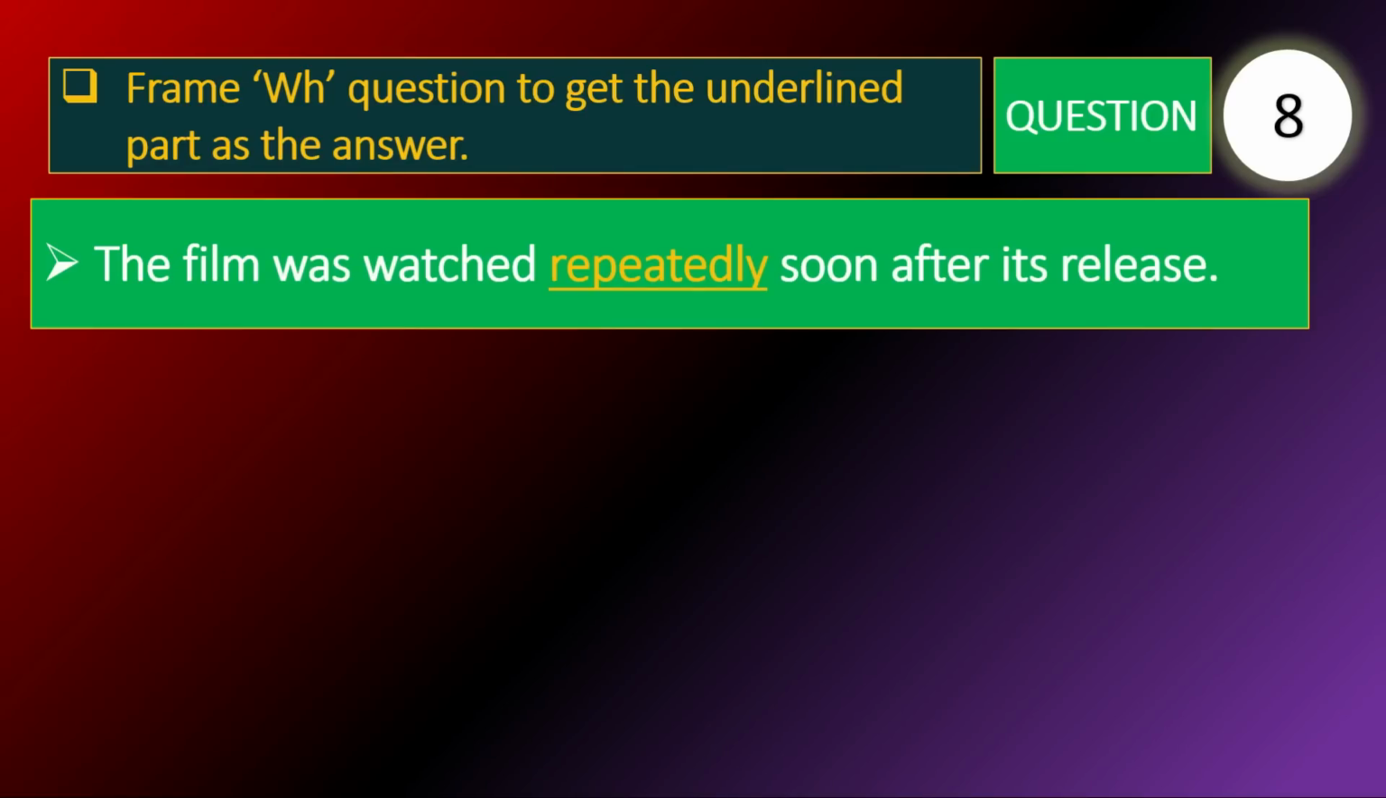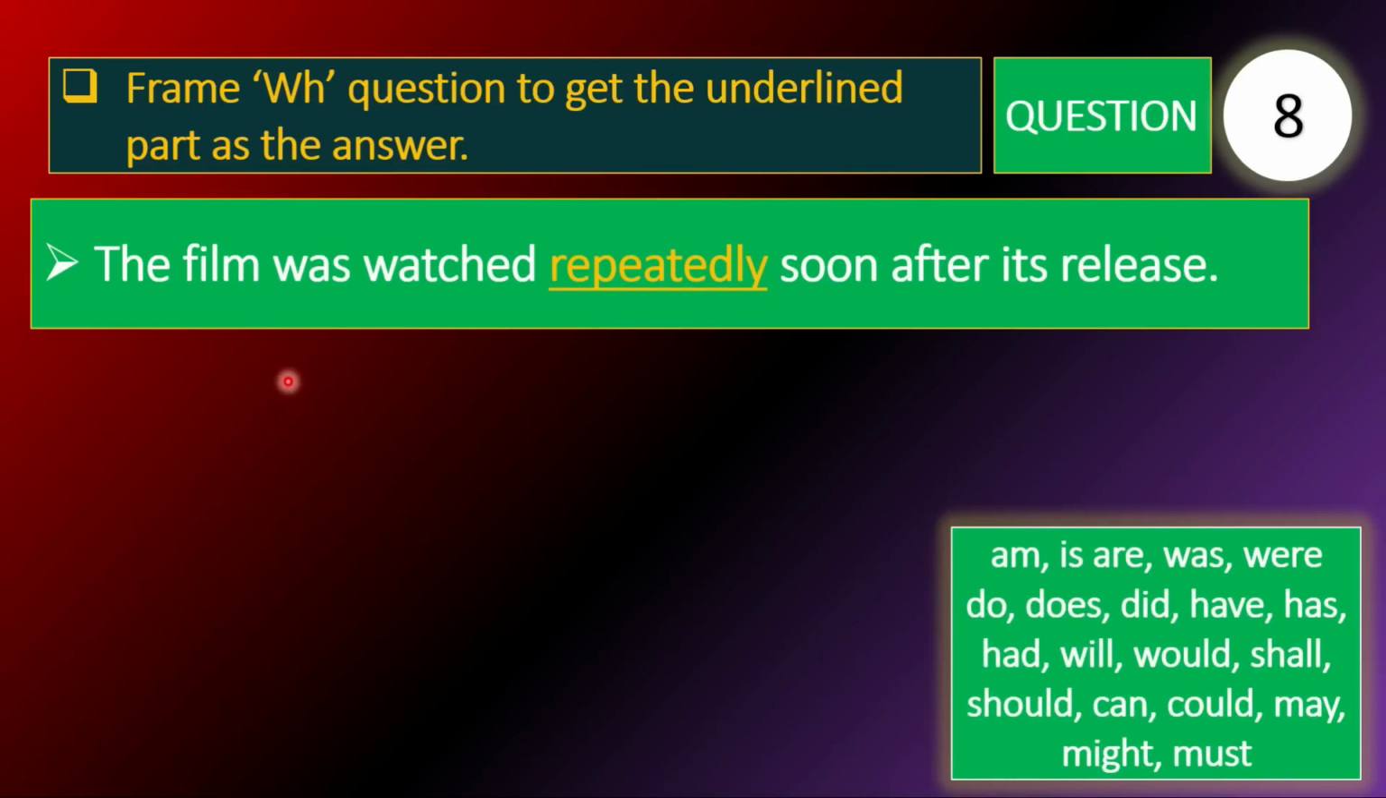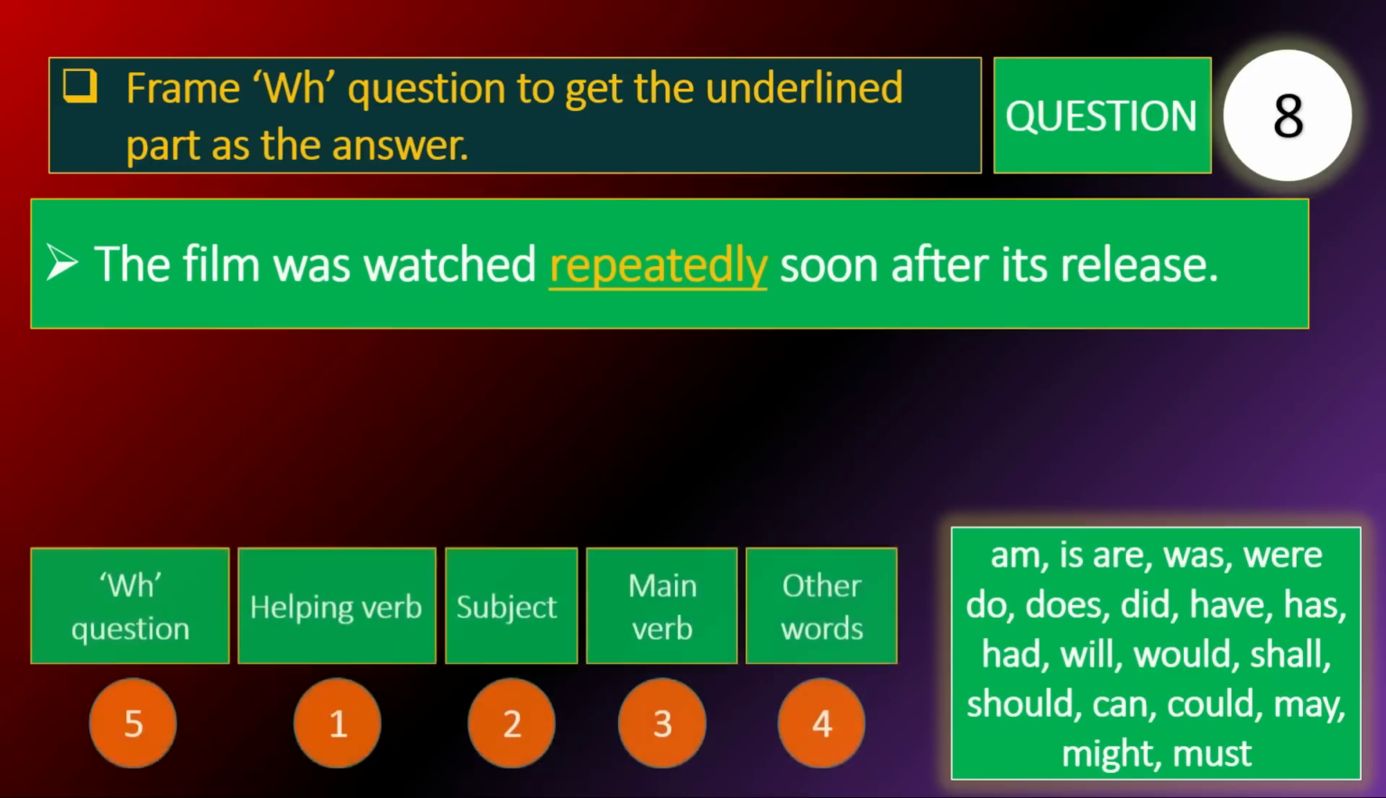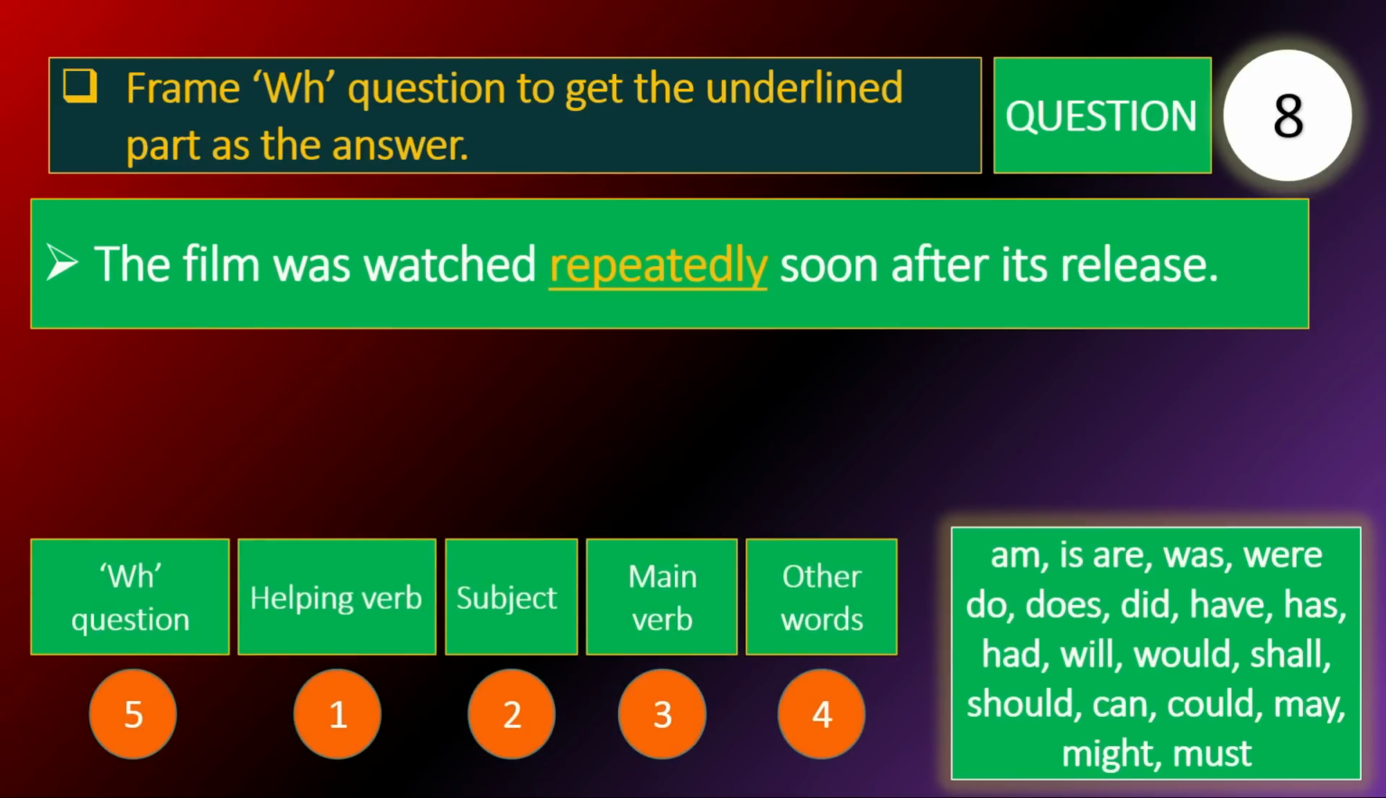The film was watched repeatedly soon after its release. Now here repeatedly, this adverb tells us that this is there to describe the manner of action. Now the film was watched, that is the action, and how did it happen? The manner in which it happened, repeatedly. So we have to use the question word how. But look at this structure again.